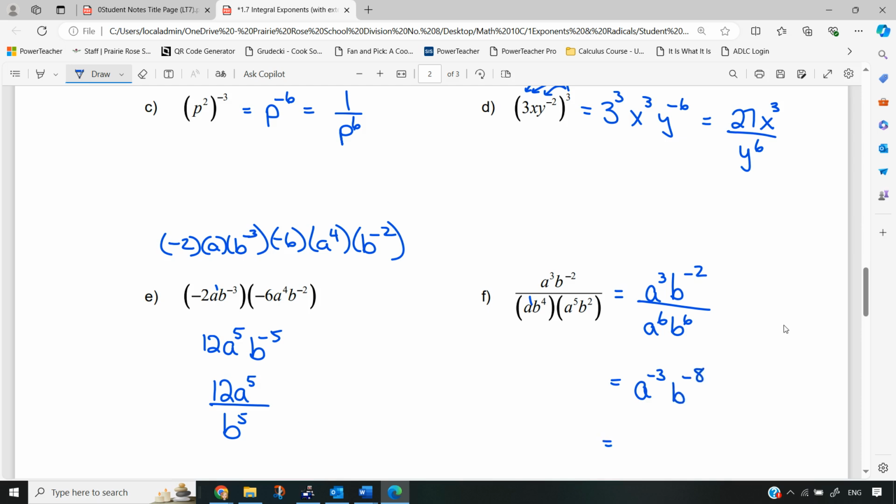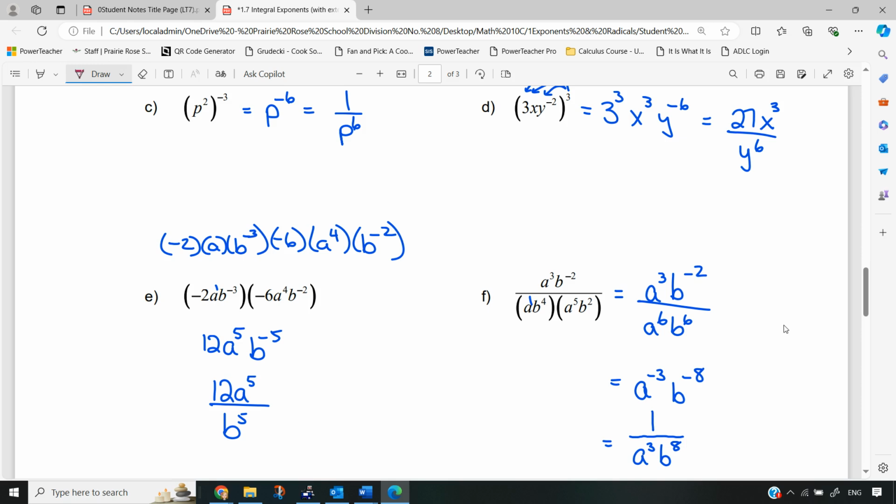This gives us two variables with negative exponents, so we're going to have a cubed in the denominator and b to the 8th in the denominator. Well, we can't leave that empty at the top, so we're going to have a 1. So 1 over a cubed times b to the 8th.